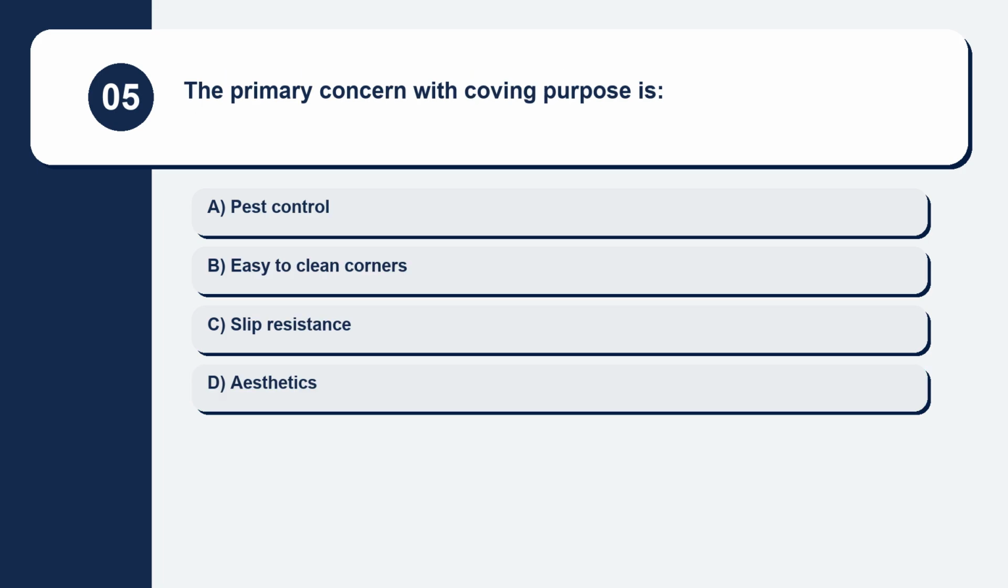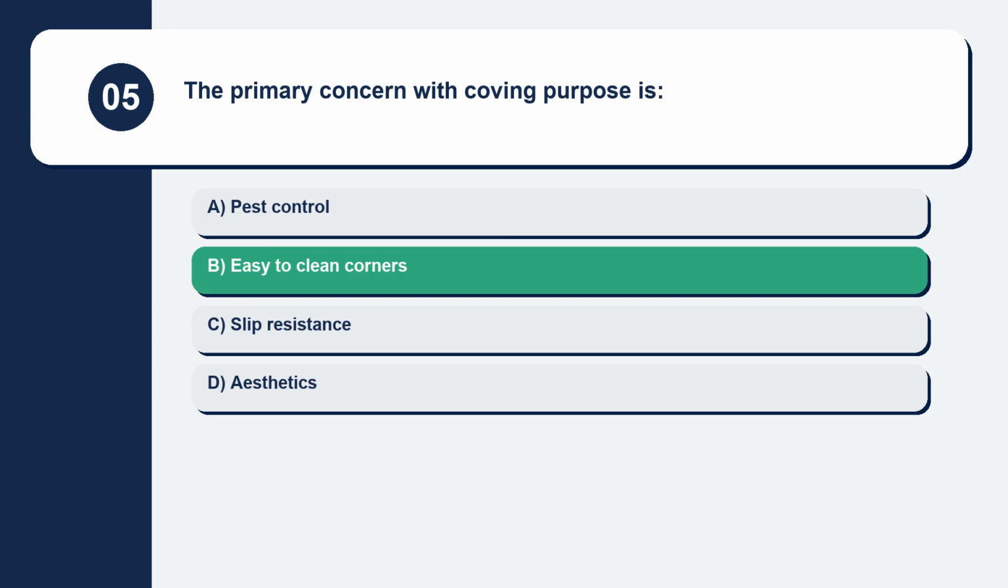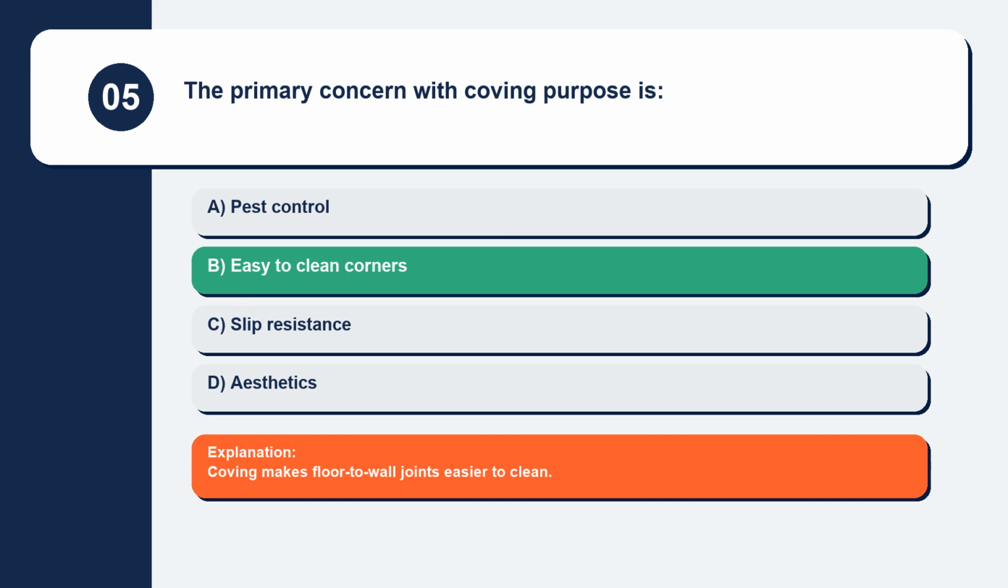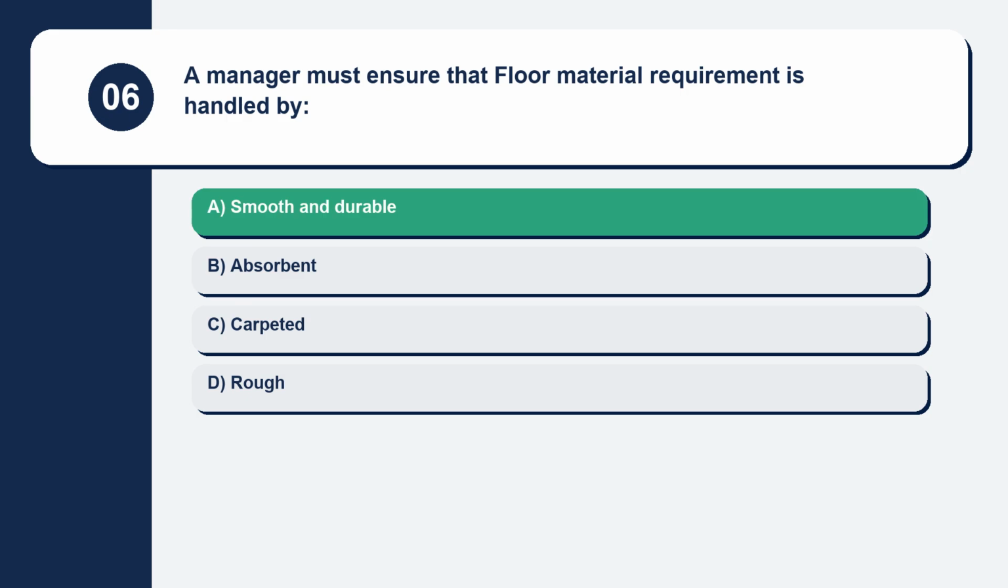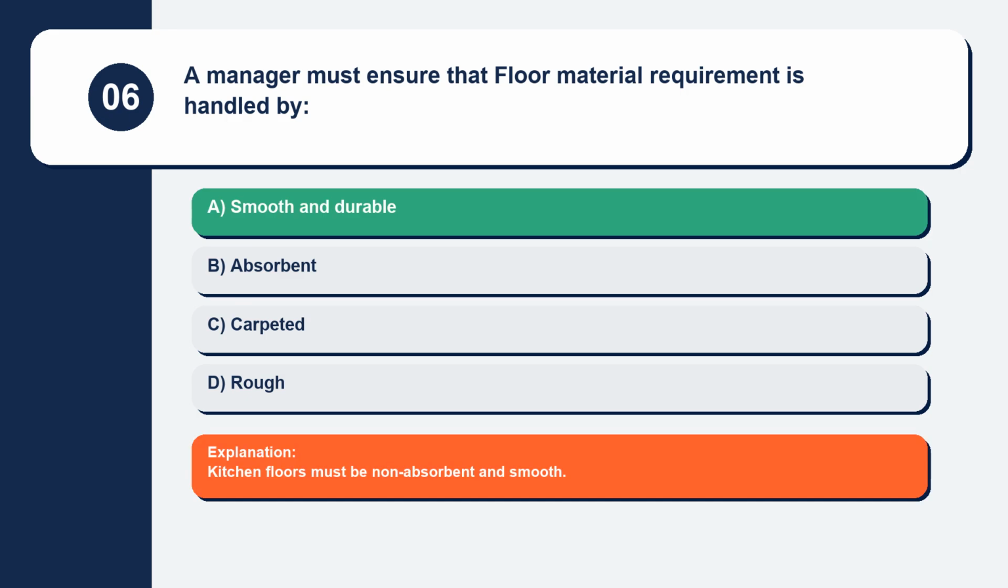Question 5. The primary concern with coving purposes: pest control, easy to clean corners, slip resistance, aesthetics. Coving makes floor-to-wall joints easier to clean. Question 6. A manager must ensure that floor material requirement is handled by smooth and durable, absorbent, carpeted, rough. Kitchen floors must be non-absorbent and smooth.